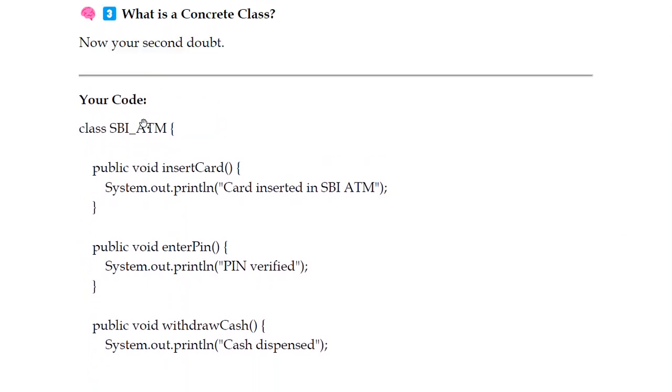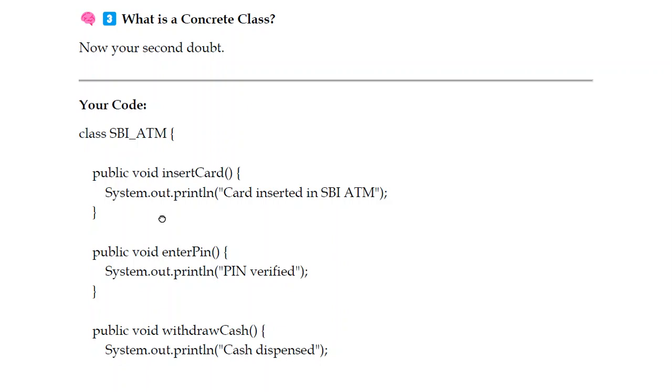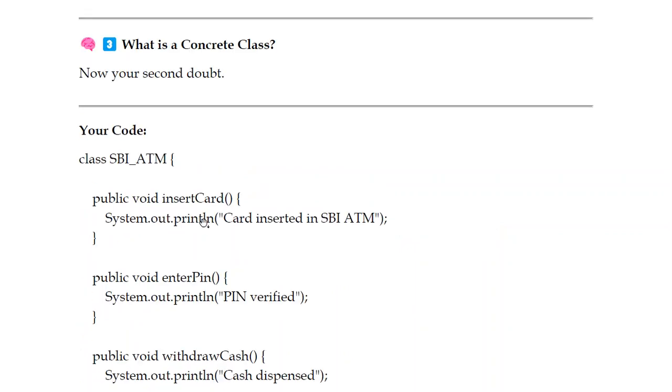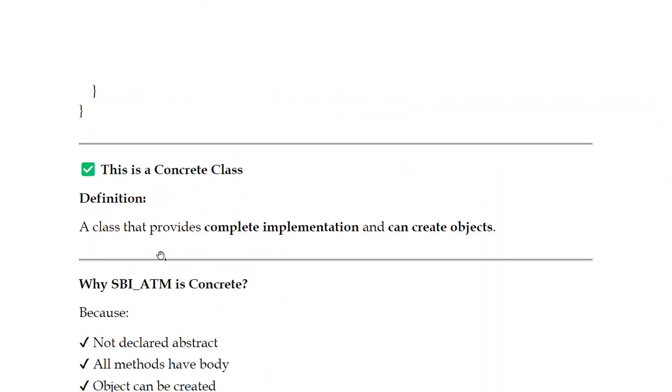Concrete class, concrete method means a solid definition is available, a method definition is available. Same thing here: concrete class means we already have the implementation for all the methods. Here, insert card, enter pin, withdraw cash; this is called a concrete class, a class that provides complete implementation of all the methods and can create objects.